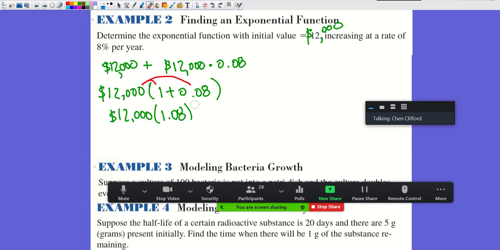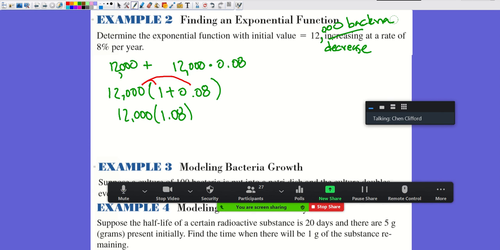What's a better example? That's actually really not a good example. Let's do this. Instead of dollars, let's talk about bacteria. So let's not talk about dollars here. Let's say you have 12,000 bacteria and they die off. They decrease. A population of 12,000 bacteria, they decrease. They're dying at a rate of 8% per year.